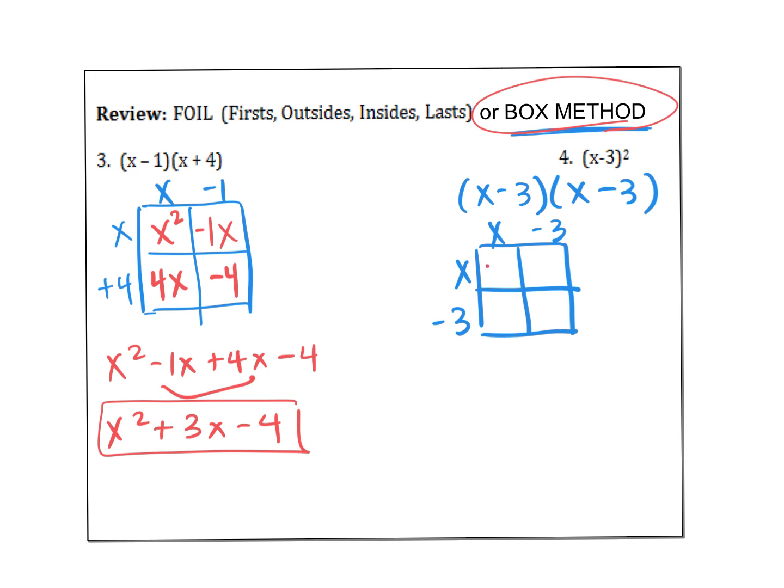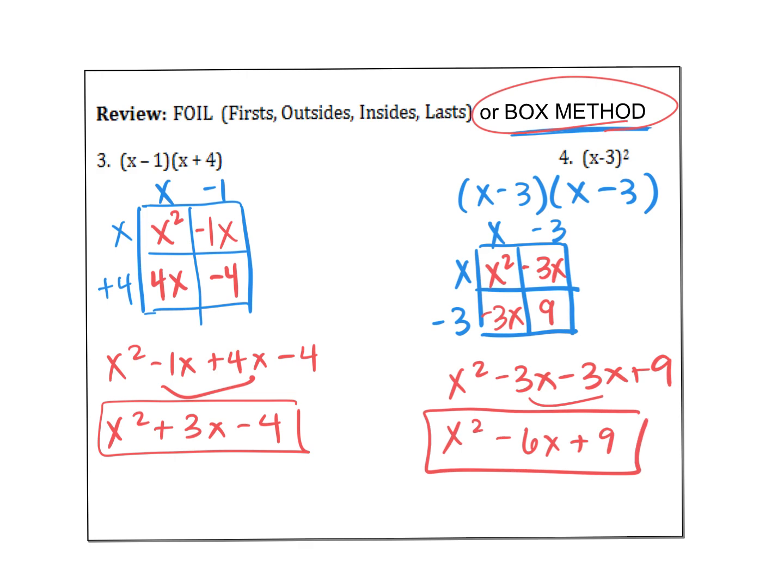Like x times x is x squared. x times negative 3 is negative 3x. x times negative 3, it's another negative 3x. And negative 3 times negative 3 is positive 9. I write out my 4 things that I got in the boxes, and then I combine the like terms. So we have x squared minus 6x plus 9. So we are going to need to remember how to do this box method for our next problem.